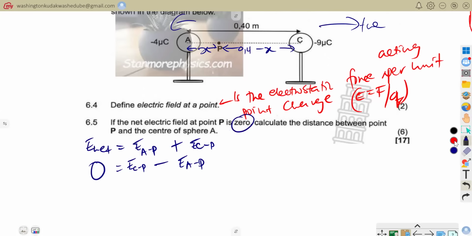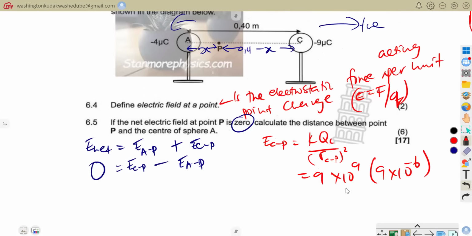So if that is the case, I now need to find the electric field on P due to C. So on P due to C, it is what? F over Q, that is just K Q of C all over the distance between C and P squared. That is to say, K, we said it's 9 times 10 to the power 9 times the charge there is just what? 9 times 10 to the power negative 6 divided by the distance here. This is the one that we are saying 0.4 minus x bracket squared.